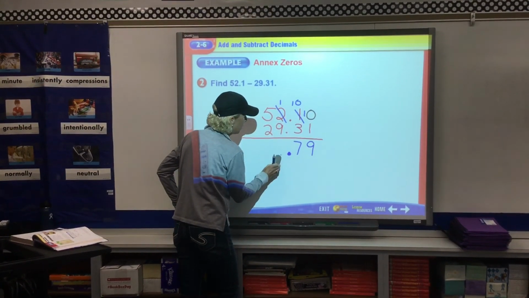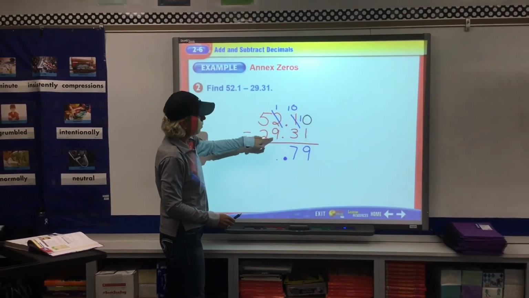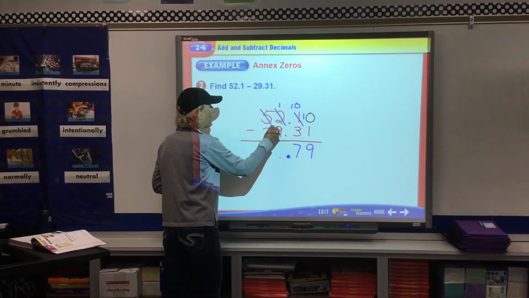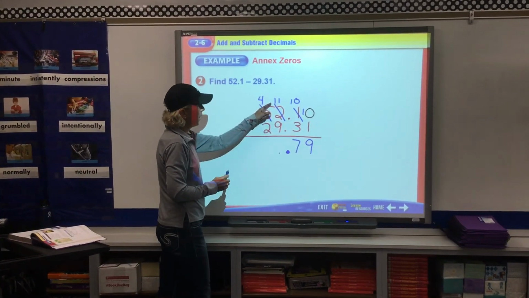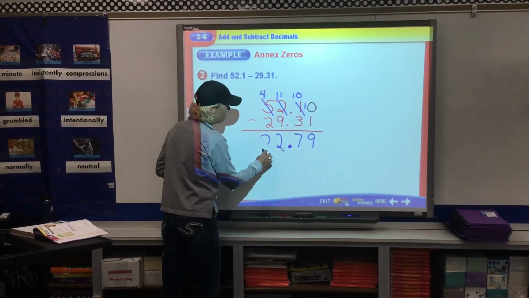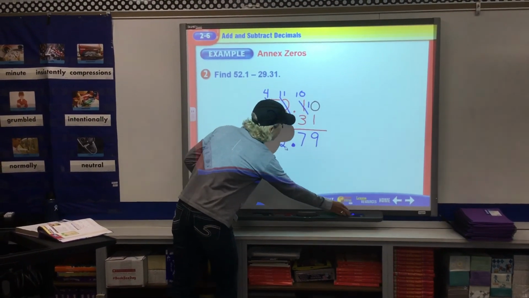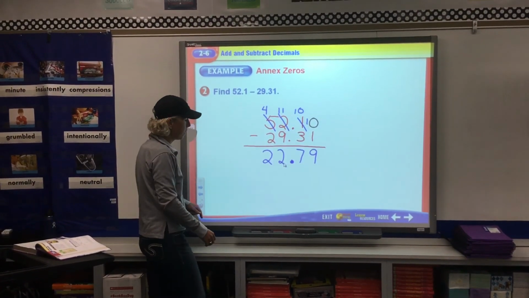Okay, there it is. I want to get this guy out of there so it doesn't look like it's a decimal. Can I say 1 take away 9? No. So I'm going to borrow from the 5. The 5 becomes 4, and this becomes 11. 11 take away 9 is 2, and 4 take away 2 is 2. So my final answer becomes 22 and 79 hundredths.